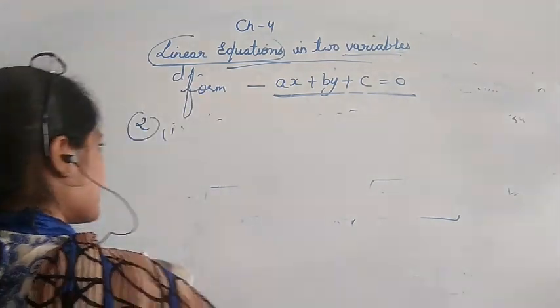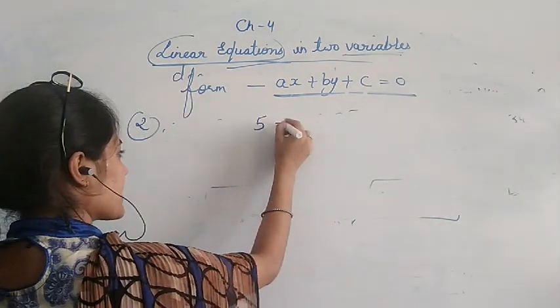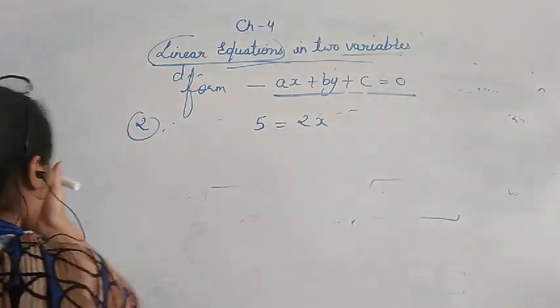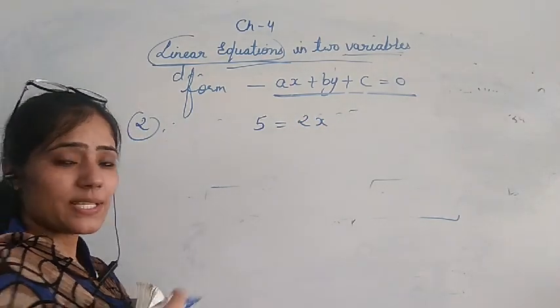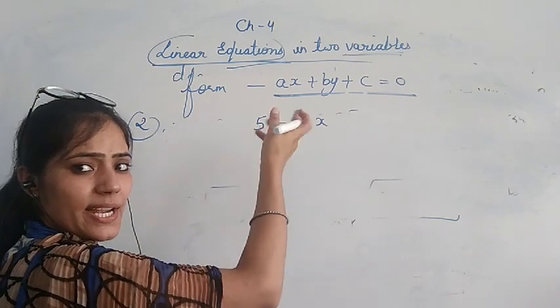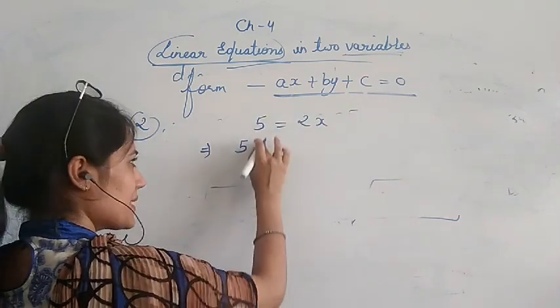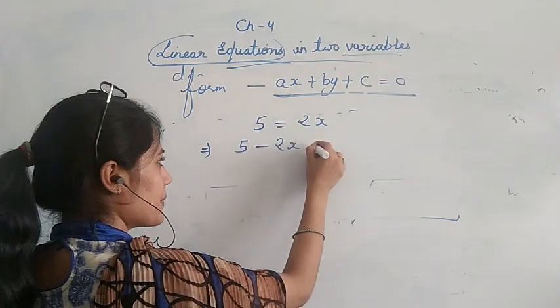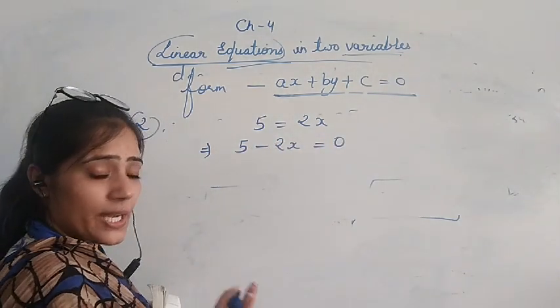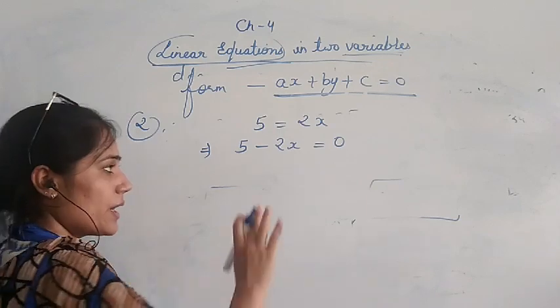So we can take like this, 5 equal to 2x. Now if I am taking 5 is equal to 2x, either you can transpose this side or this side, it is up to you. If 5 is here, 2x will come this side, minus 2x equal to 0. Okay, look at very carefully.